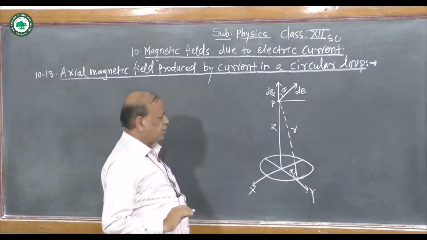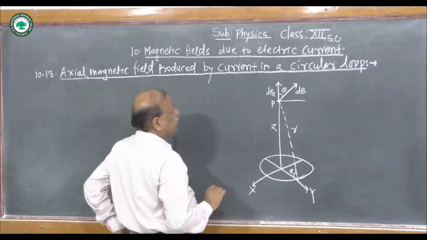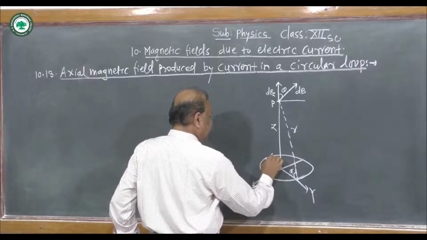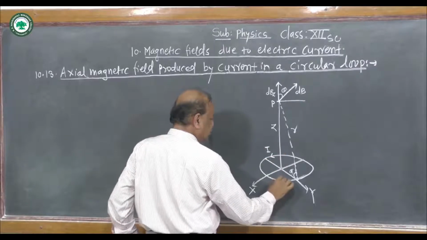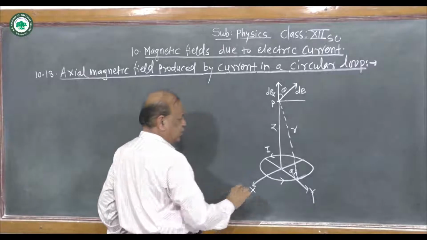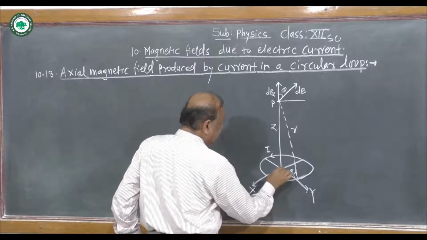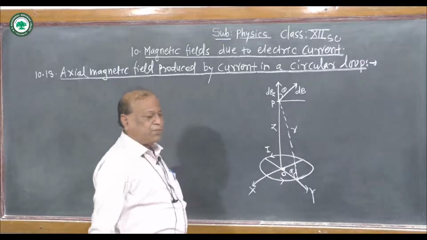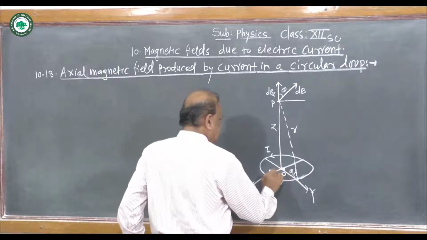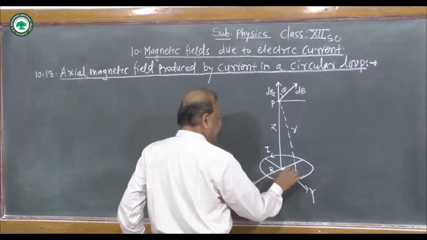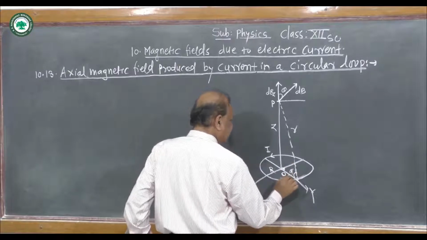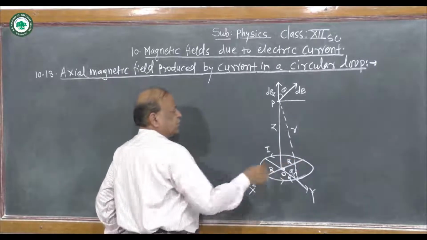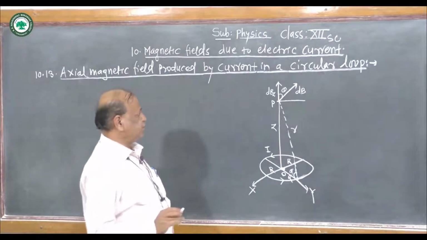Now here consider the circular loop. Current will be I, flows in an anti-clockwise direction, having a center at point O here. Now this capital R be the radius of this circular current carrying loop here.